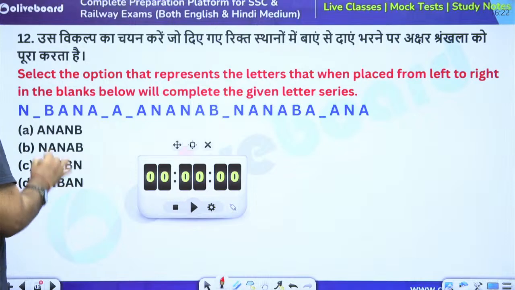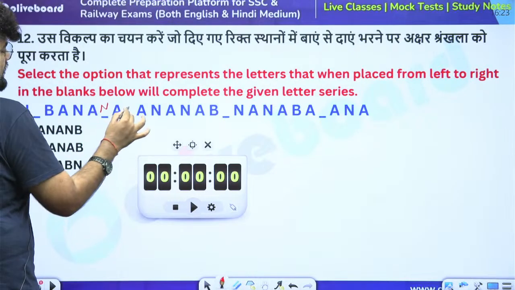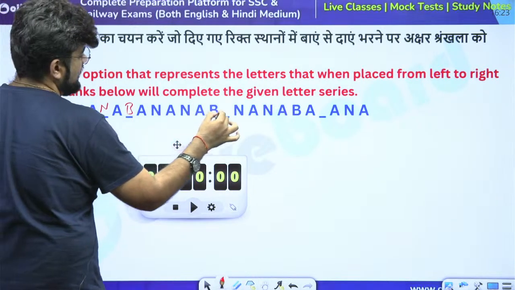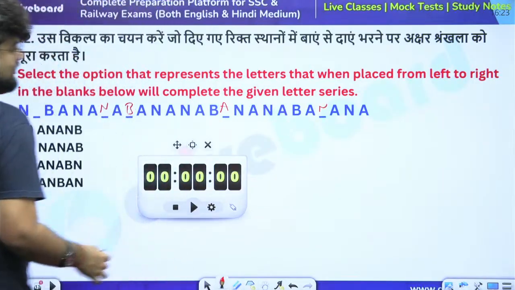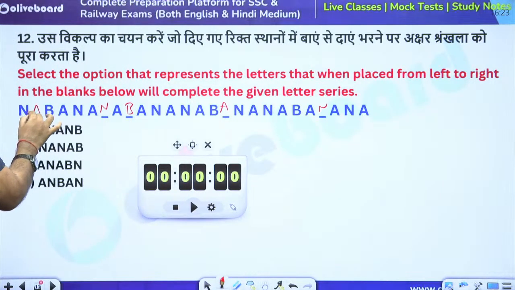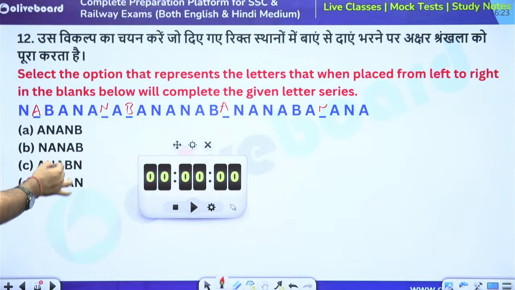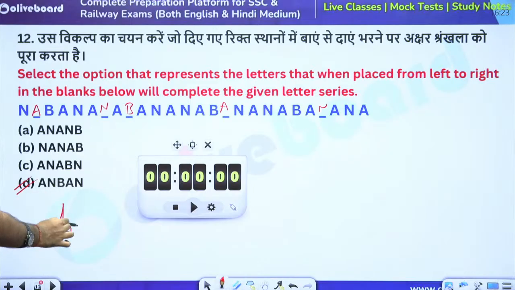So can we call it BANANA, BANANA, BANANA? So I think this has to be NA only. There is no option here. So ANB, AN, ANB, AN. Option D is the only one which makes sense.